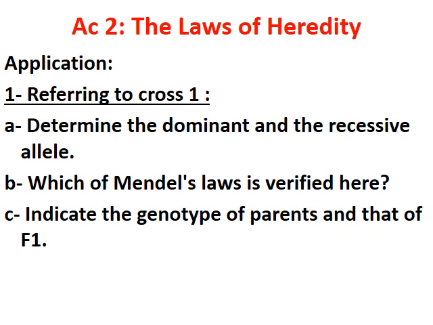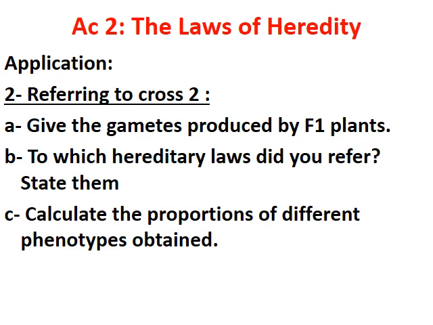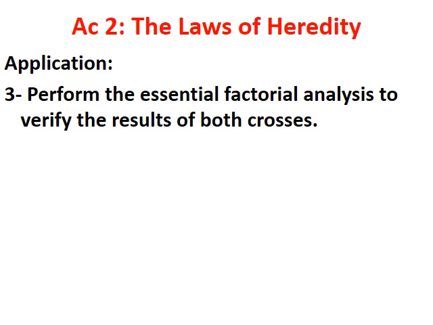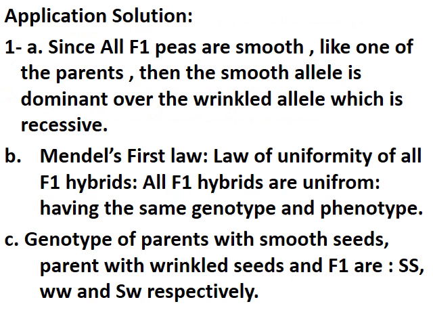So application, referring to cross 1, determine the dominant and the recessive. Which of Mendel's laws is verified? Indicate the genotype of the parents and that of F1. According to cross 2, give the gametes produced by F1 plants. To which hereditary laws did you refer? Justify or state them. Calculate the proportion of the different phenotypes obtained. According to the two crosses, perform the factorial analysis to verify the results obtained.